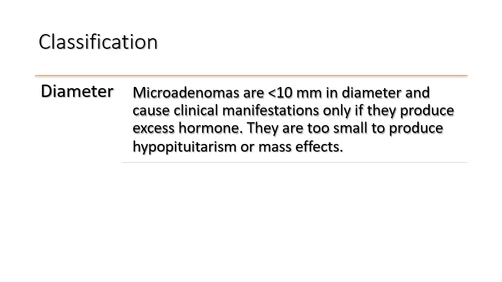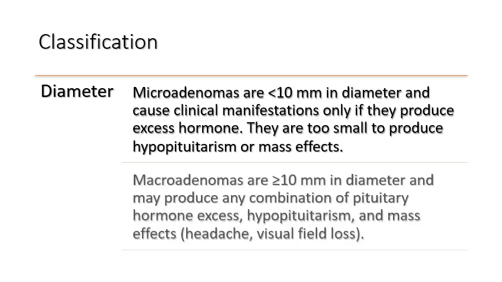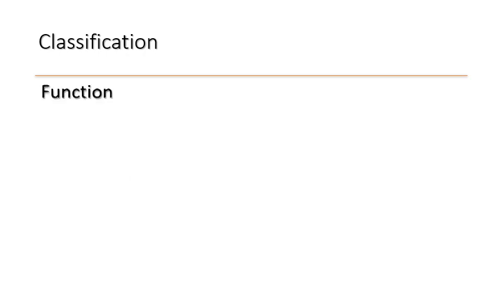So this small adenoma has no clinical functions unless it secretes hormones to have secretory function, to have manifestations like Cushing disease or hyperprolactinemia. Or macroadenoma, it is more than 10 millimeters or even larger, and this has a combination of manifestations. If it is secretory, it will have a hormonal excess manifestation, or if it is non-secretory, if it is large enough, it can have a mass effect resulting in hypopituitarism or headache or visual field loss, like bitemporal hemianopia.